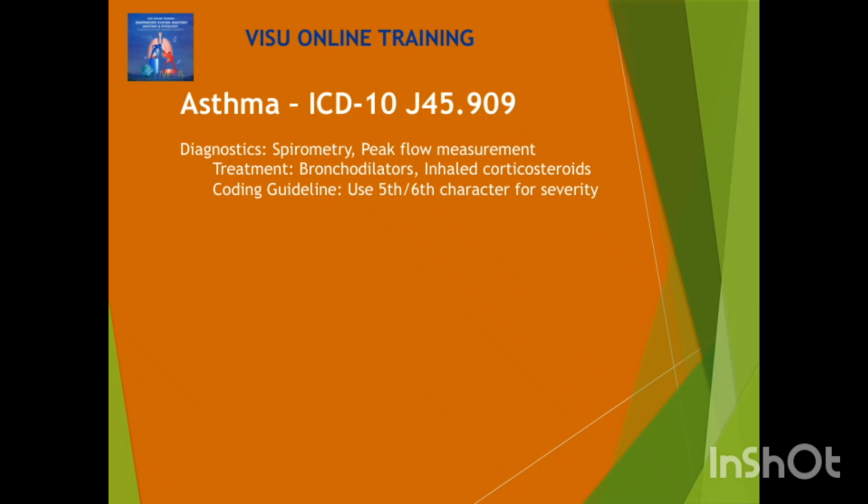Let's talk about diagnostics first. Spirometry and peak flow measurement are essential tools for assessing asthma. Spirometry helps us evaluate lung function by measuring airflow, while peak flow gives a quick estimate of airway obstruction. Both are crucial for confirming the diagnosis and monitoring disease severity over time.